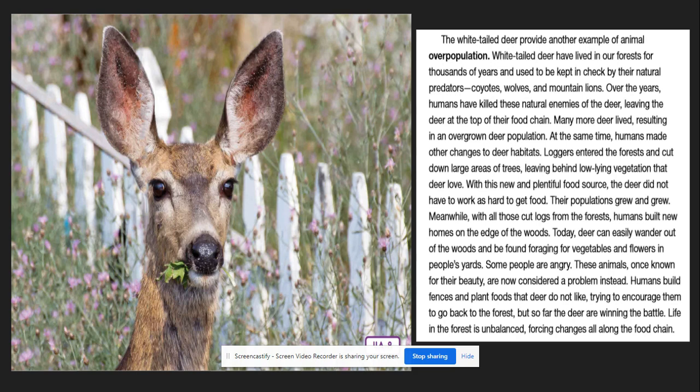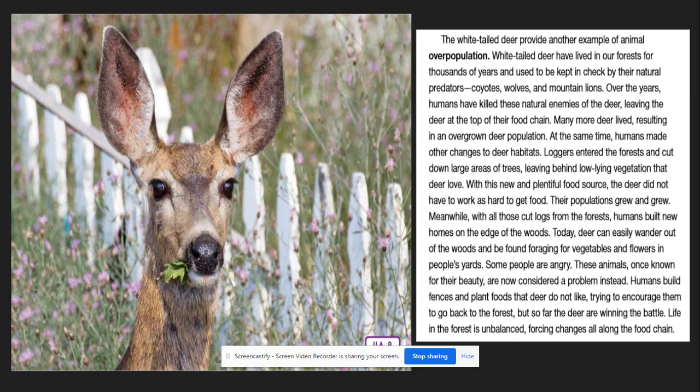At the same time, humans made other changes in the deer habitats. Loggers entered the forest and cut down large areas of trees, leaving behind low-lying vegetation that deer love. With this new and plentiful food source, the deer did not have to work as hard to get food. Their populations grew and grew. Meanwhile, with all those logs cut from the forest, humans built new homes on the edge of the woods. Today, deer can easily wander out of the woods and be found foraging for vegetables and flowers in people's yards.